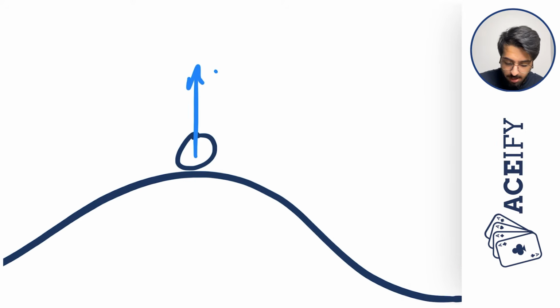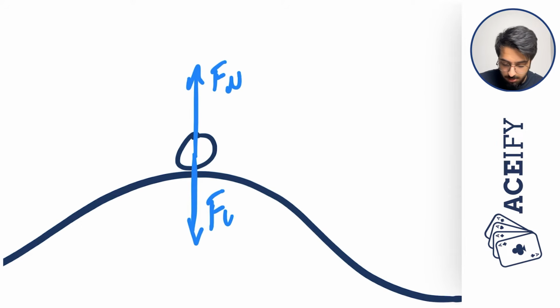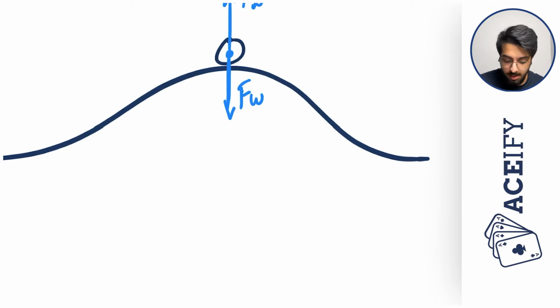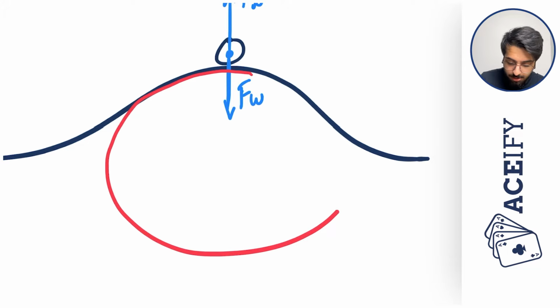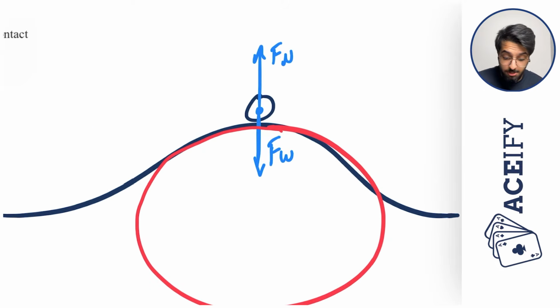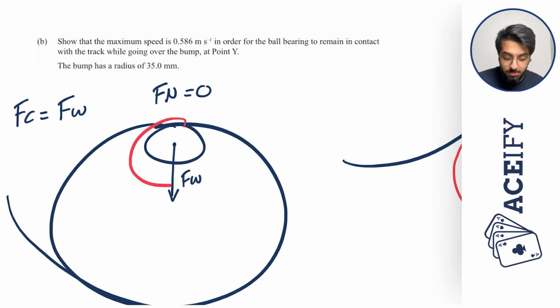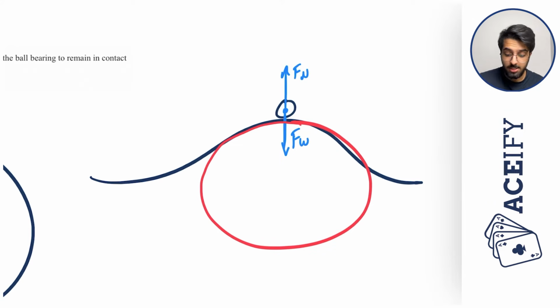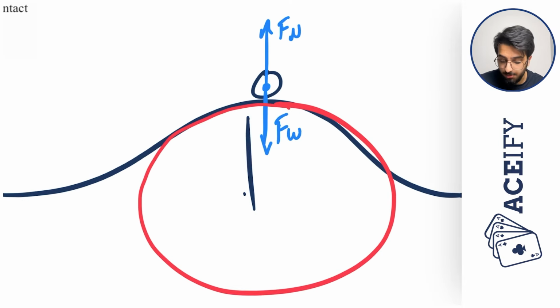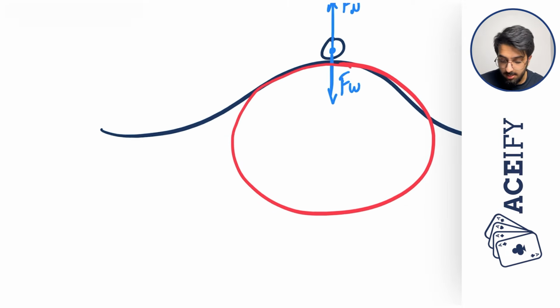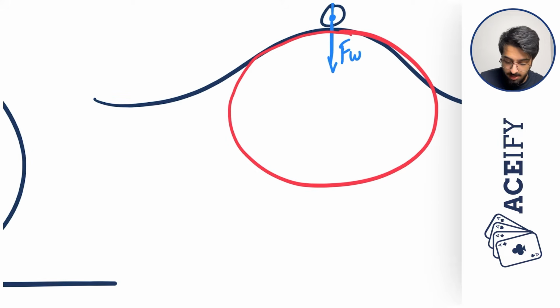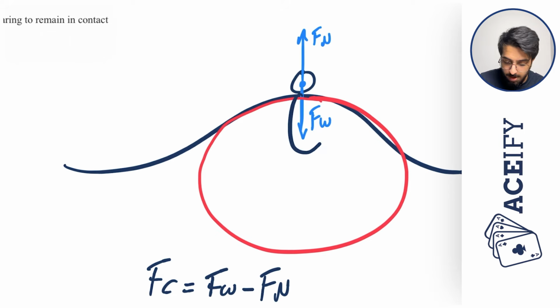So now if we analyze the forces in this scenario, we have a normal force and we also have a weight force, right? And we can imagine that this hump is part of a bigger circle. And now you can see that in this scenario, rather than being on the inside of the circle, we are on the outside of the circle. And so if you remember, the Fc is the net force that acts towards the center of the circle. And so in this case, the net force that acts towards the center of the circle is the weight force minus the normal force, right? Weight force minus normal force will give us the net force that's acting downwards, okay?